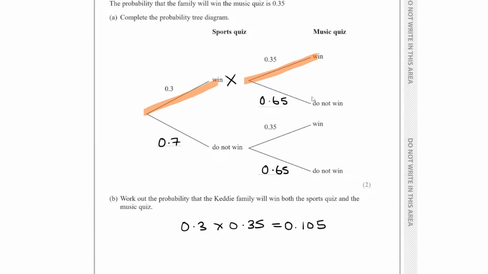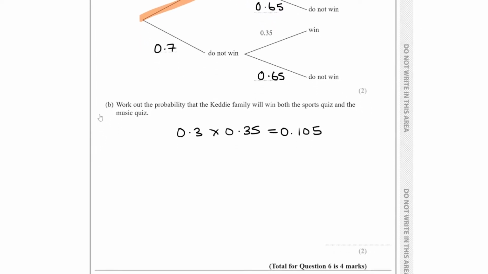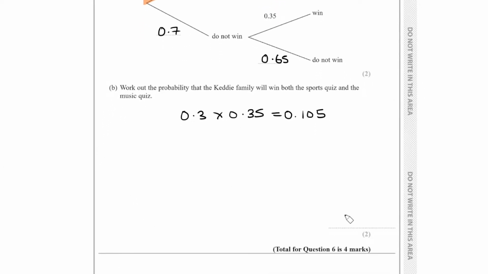0.105. We don't have to add anything because there was only that option, wasn't it? It was only win and win. We couldn't do anything else. Okay, so that was it actually for that one. Though they're still giving you 2 marks, that's quite nice. 0.105, there we go.